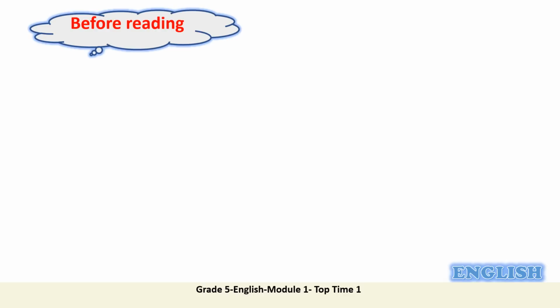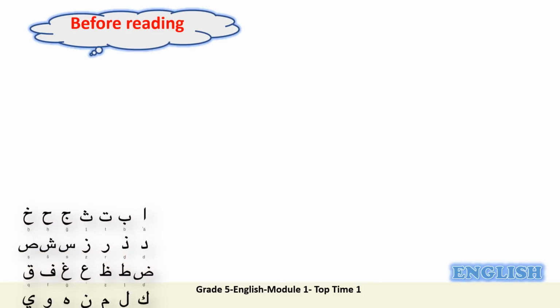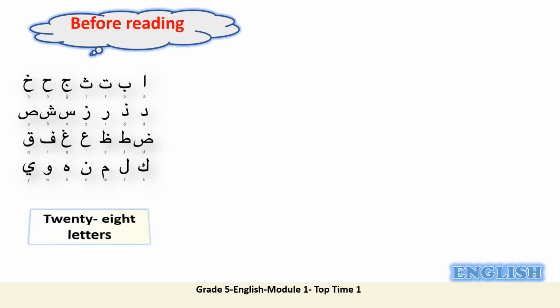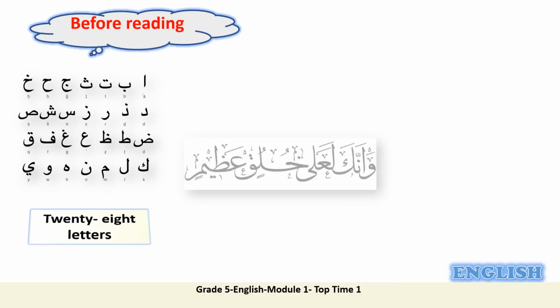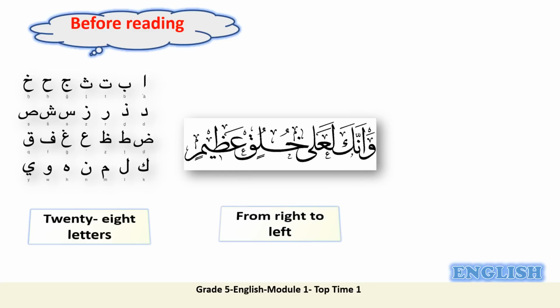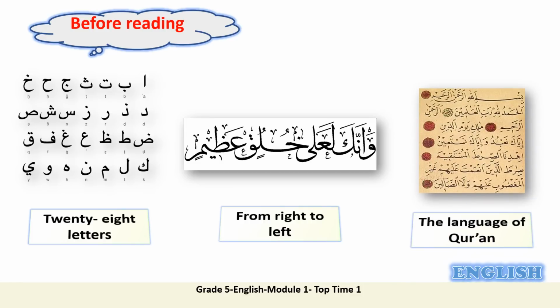I'm quite sure you could find the answers. And I'm also sure that you are smart enough to know that the Arabic language has got 28 letters. The Arabic language is not like English because we read and write Arabic from right to left. And also, the Arabic language is the language of Quran.